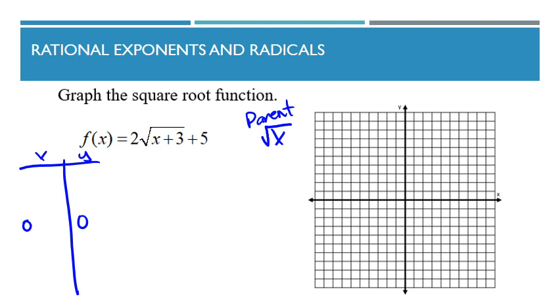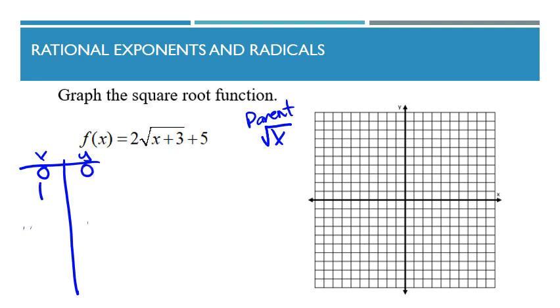Let's see, should I do negatives and positives? Well, wait a second. If I try to pick a negative, I can't square root a negative. That's no good. So a 0 is actually going to be my starting number, which means I only want positive numbers beyond that. So let's do 0, 0 here.